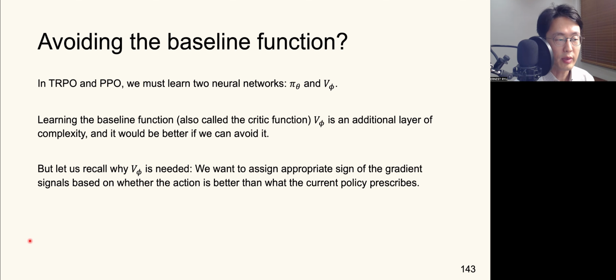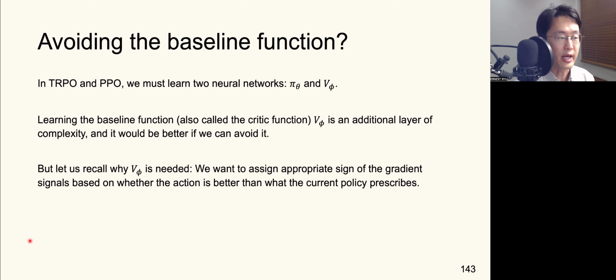Okay, so TRPO and PPO are good deep reinforcement learning methods. They had a huge impact on modern deep reinforcement learning. They have been used in a wide range of settings. They have also been used in the context of reinforcement learning on large language models. Specifically, PPO has been used in reinforcement learning with human feedback.